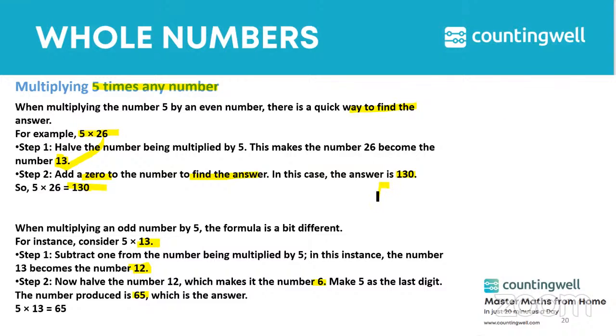For example, if you want to multiply 5 and 17, what is 1 less than 17? It is 16. What is half of 16? It is 8. What is the last digit? We have to add 5 here, so we have 85. So here we have 5 into 17 as 85.